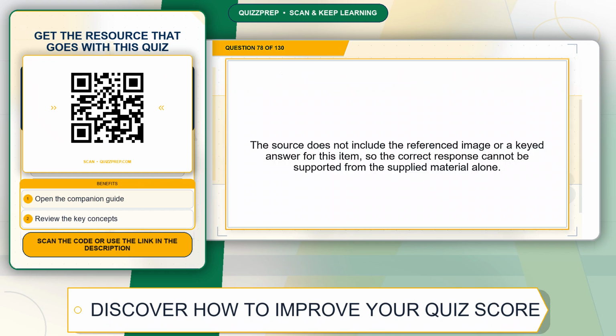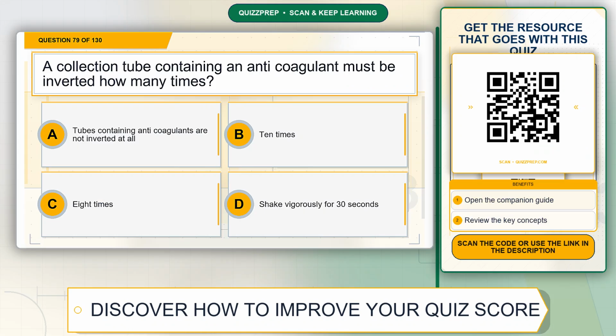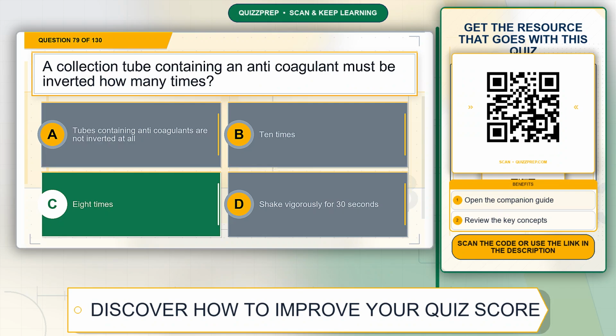Explanation. The source does not include the referenced image or a keyed answer for this item, so the correct response cannot be supported from the supplied material alone. Question 79. A collection tube containing an anticoagulant must be inverted how many times? Option A, tubes containing anticoagulants are not inverted at all. Option B, 10 times. Option C, 8 times. Option D, shake vigorously for 30 seconds. The correct answer is option C, 8 times.